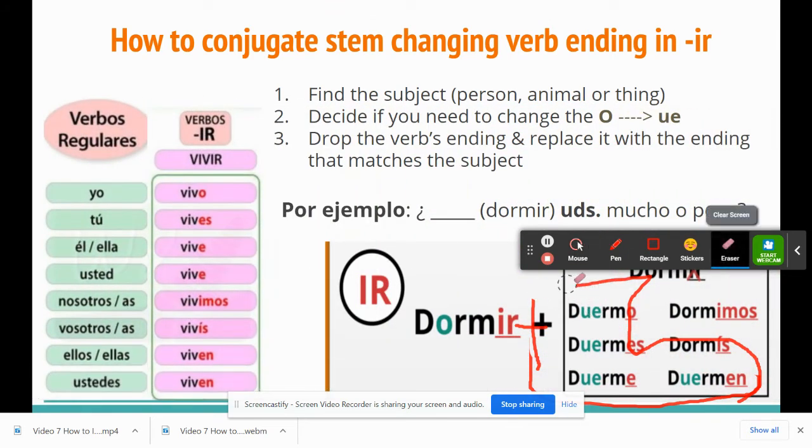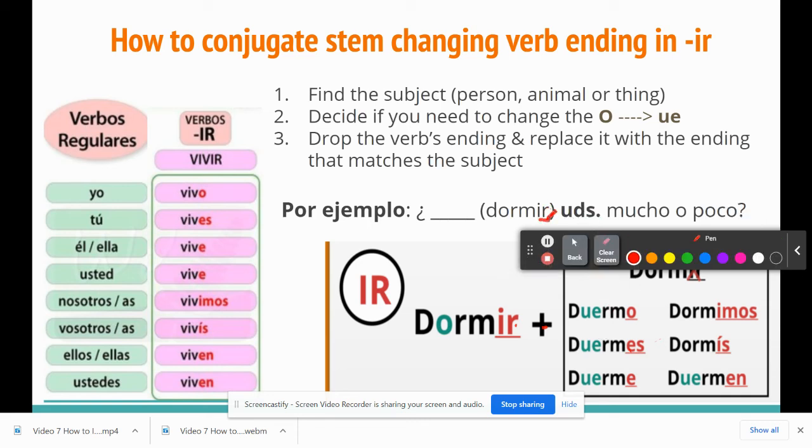In this case, we need to find the subject. Which word is the subject? Ustedes. Muy bien. Now that we know that it's ustedes, let's look at the verb ending. We know that it's IR. So let's take a look on the very bottom here. We see the ending for ustedes, EN. So we drop the IR. We change that to EN.